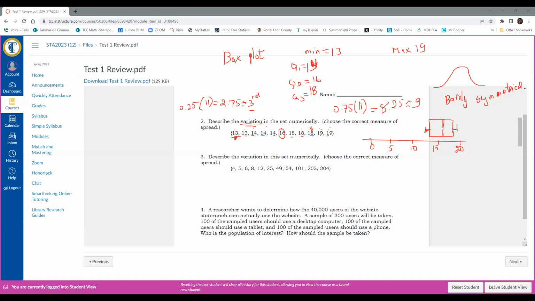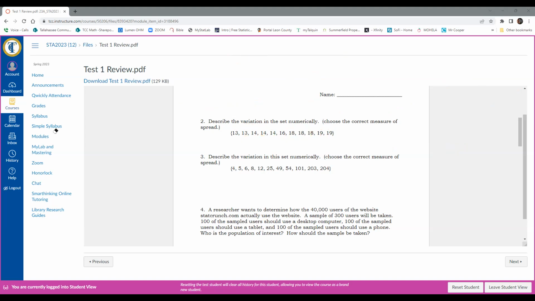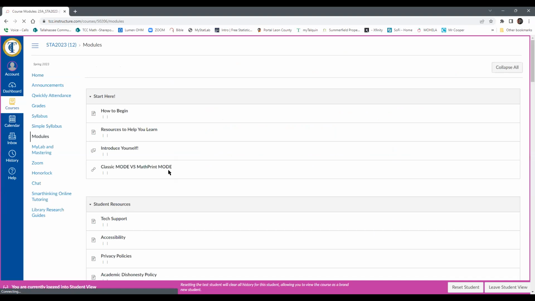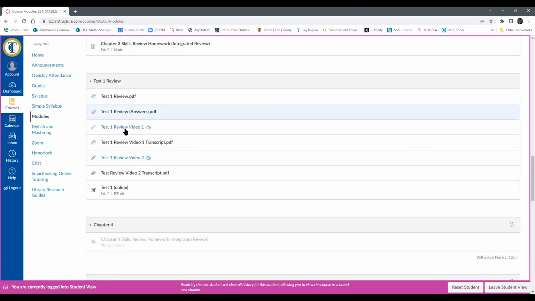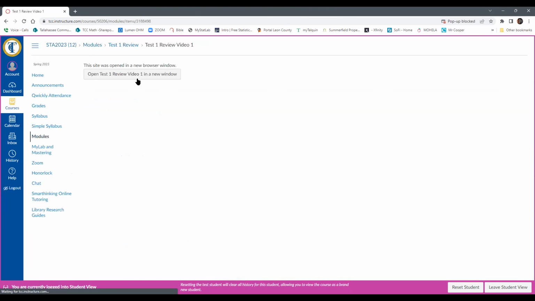Stop, clear everything. So let's look at the drawing. I mean, not the drawing. Let's go back to the modules. Where's the module? Go to modules. And then let's look at one of the videos. Okay, let's see what they do also. This is video number 1 for test number 1. Let's see what they do.